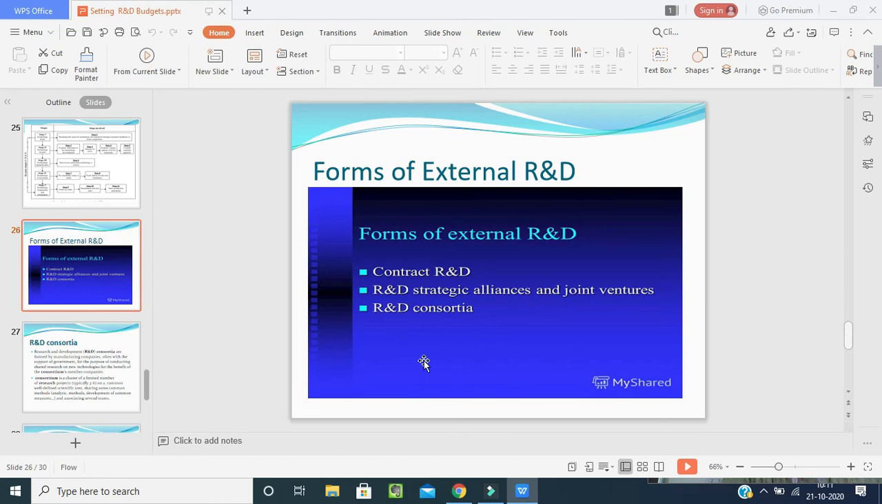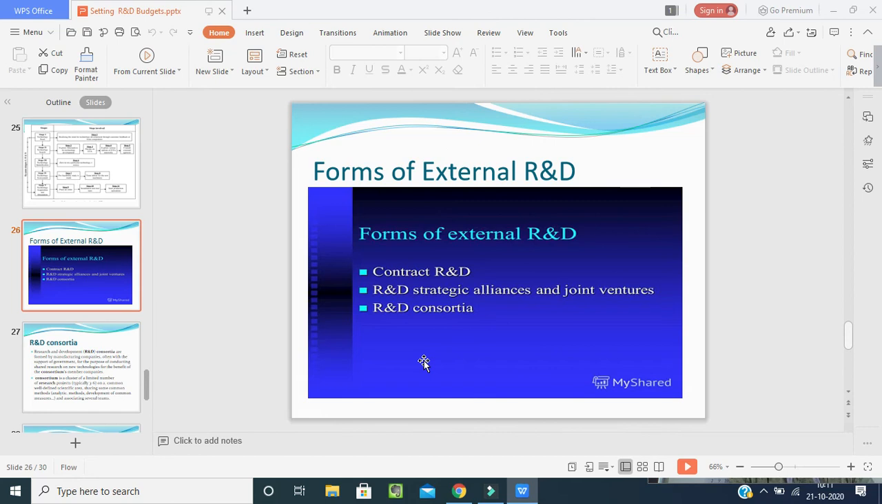A contract will be there between two parties, or a third party will be involved in it and they will work on it. And for R&D strategies, alliances, and joint ventures, the third party people are coming in, and they have to make strategies and alliances, either going for joint ventures or acquisitions, where the R&D will take place. That means these are the external forms where R&D will take place.